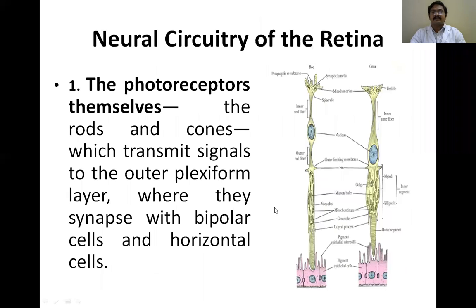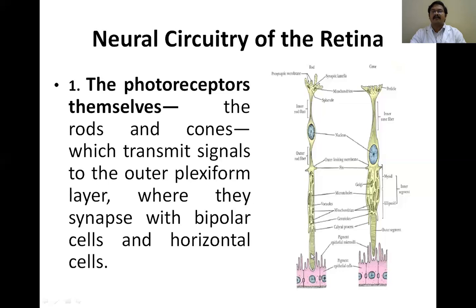Already when we discussed the different layers of the retina, we discussed the photoreceptors. There are three types, but most commonly the rods and cones. The third type is a modified type of retinal ganglion cell that contains melanopsin. These rods and cones transmit signals to the outer plexiform layer.